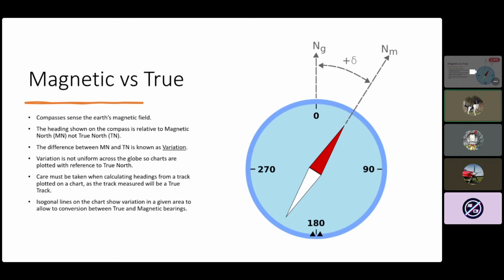On the chart, there are isogonal lines, and they show what the variation is in a given area to allow conversion between true and magnetic bearings. And likewise, very rarely done nowadays, but if you were to plot your track made good, you would have to convert your compass heading to a true heading. So you'd need to go the other way in order to plot your track on the chart. Okay.